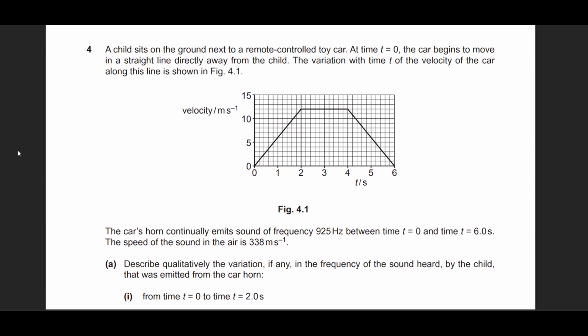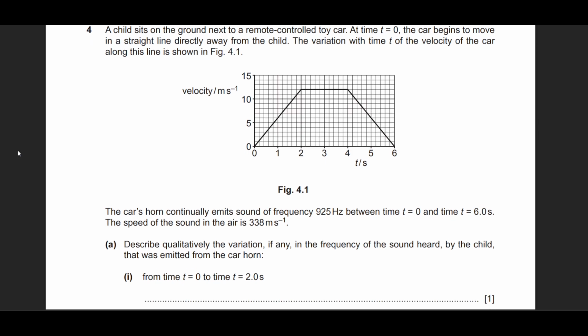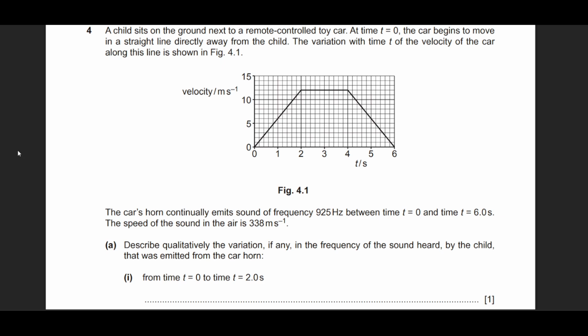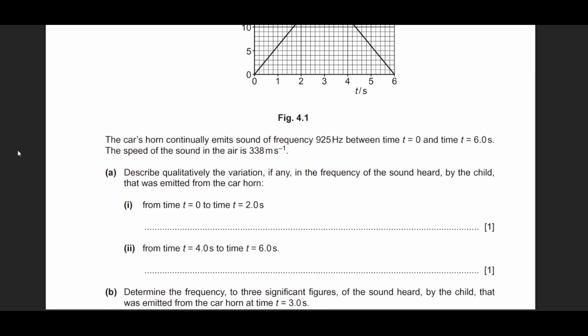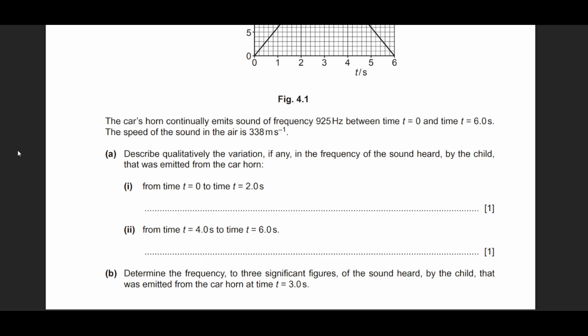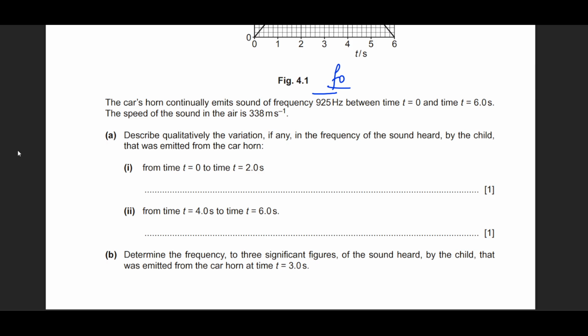Moving on to question number 4. A velocity time graph is given for the remote control car that is being operated by the child. Okay, fine. The car horn continuously emits 925 Hz. So this is the standard frequency f0 from T0 to T6. The speed of sound in air is 338. He says qualitatively, which means without calculations, predict what's going to happen.